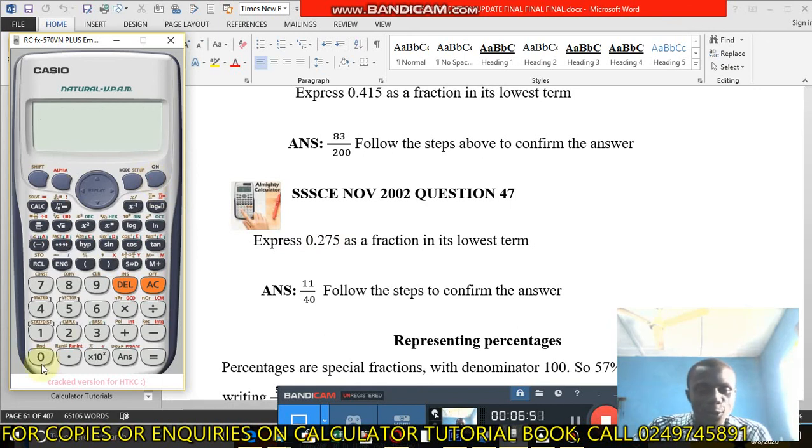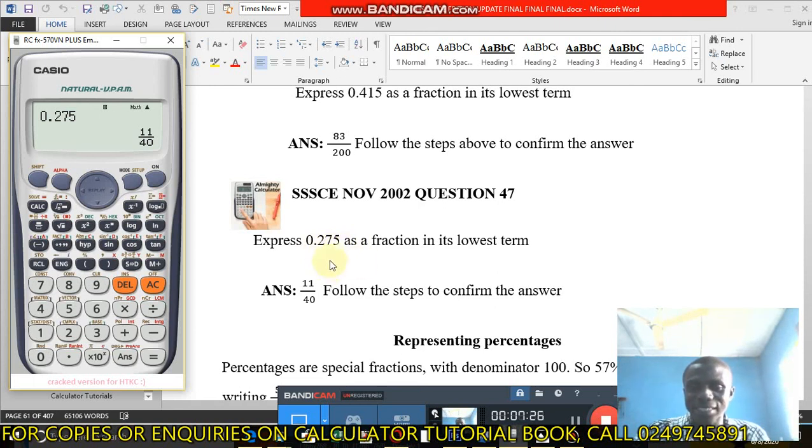Most of the past questions are simple questions like this. So you can try this question yourself on your calculator: express 0.275 as a fraction. You press equal to. It will give you the answer in the simplest fractional form. Very good. So that is the simple way to convert decimals to fractions in the simplest form.